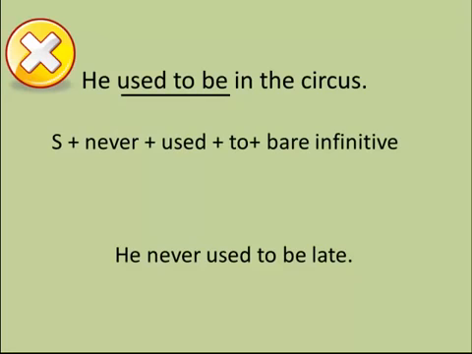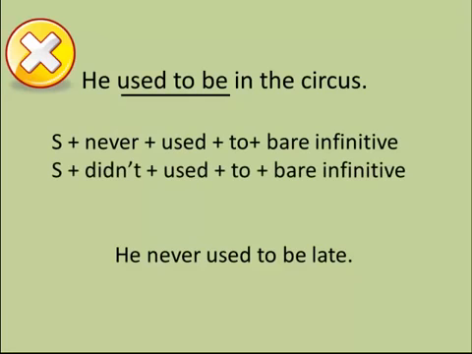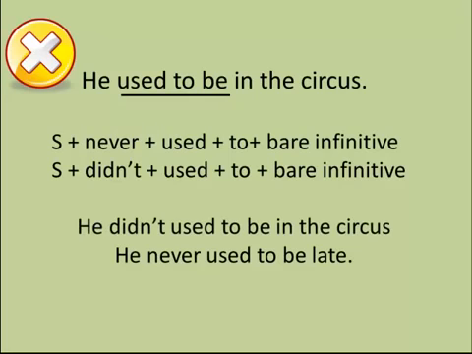So he never used to be late is the negative. Learners might want to say this: he didn't used to be late. Now that's possible. Didn't used to be in the circus, for example. That is possible. You see I've got a D on the end of that used. Now Swan says that that's possible there or not, so I'm happy to accept that.